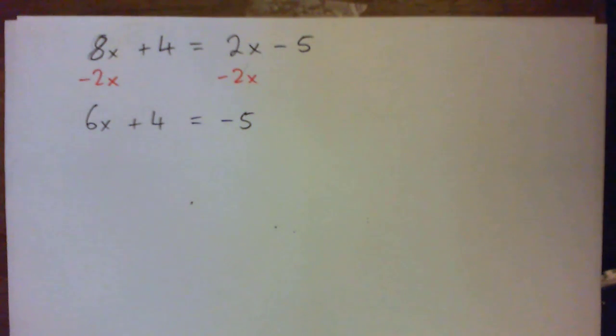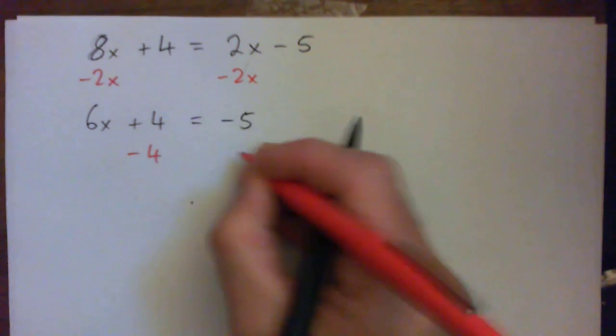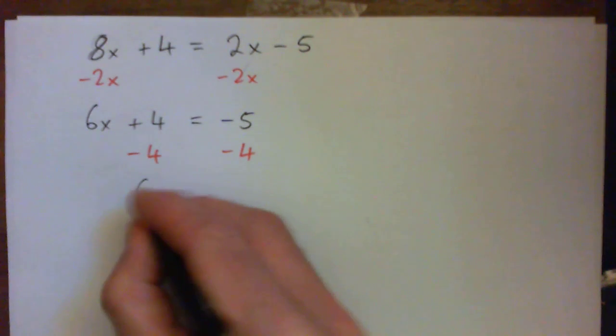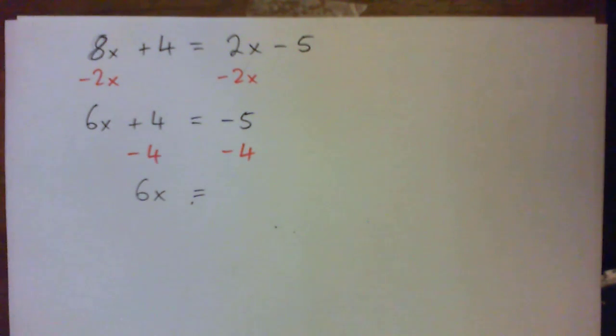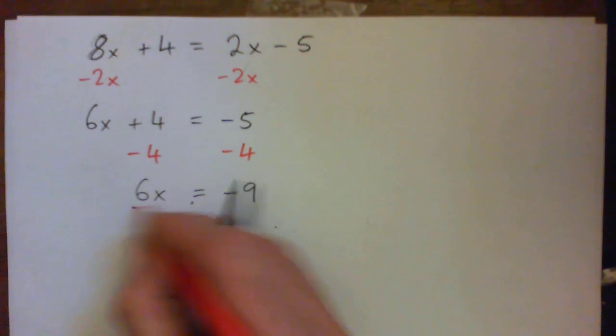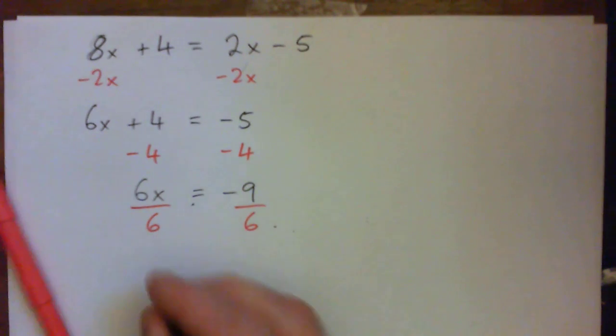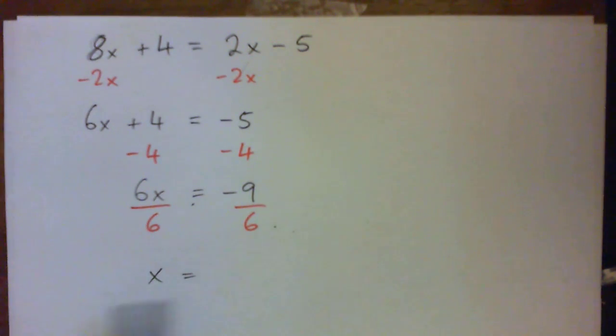You can all solve it from there, right? So that's done now. The problem's basically done. Because you would subtract 4 from both sides, exactly. And we got 6x equals -9. And then we just divide by 6. And we get x equals -9 over 6, that can be simplified.